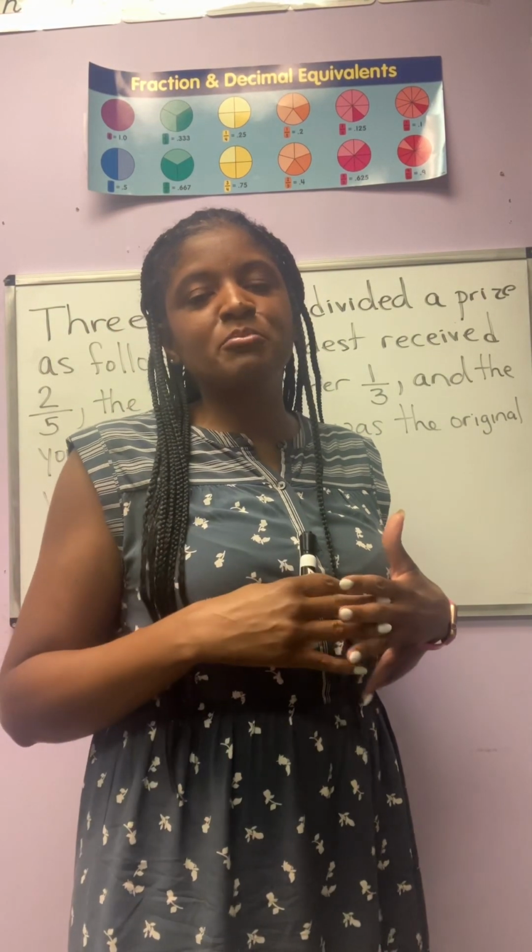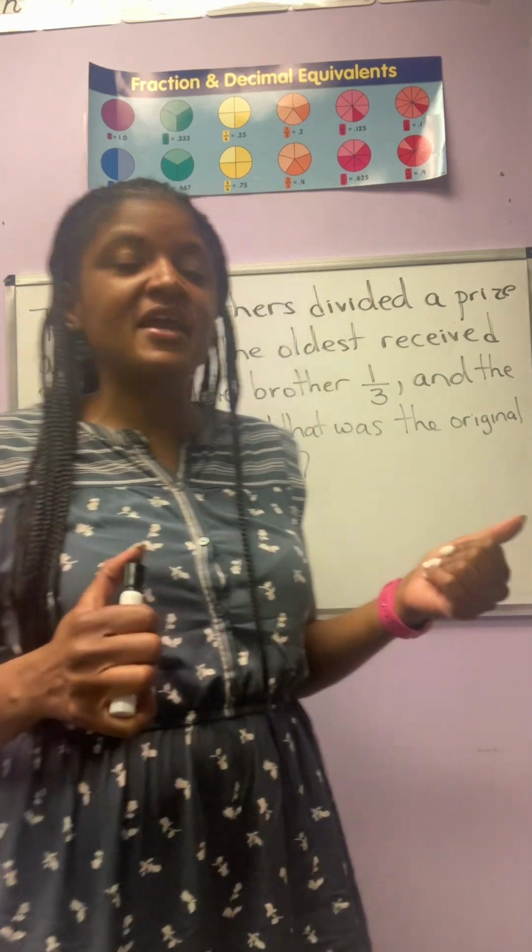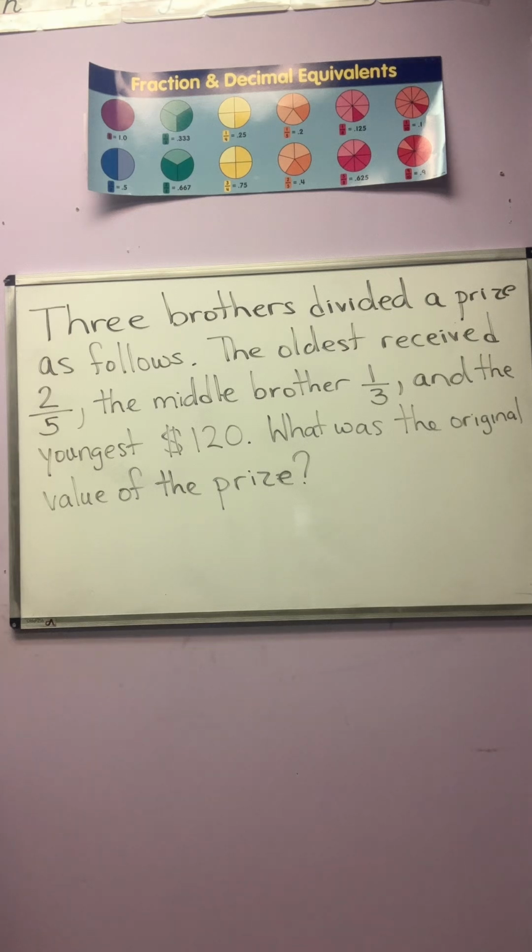Today I'm going to work on some problems that will help you master the SAT if you're looking at that. So this first word problem reads, three brothers divided a prize as follows. The oldest received 2/5, the middle brother 1/3, and the youngest $120. What was the original value of the prize?